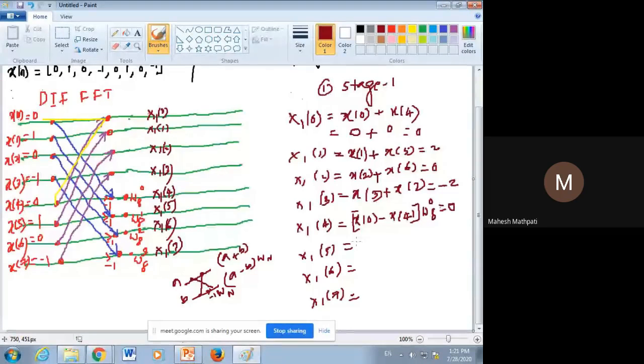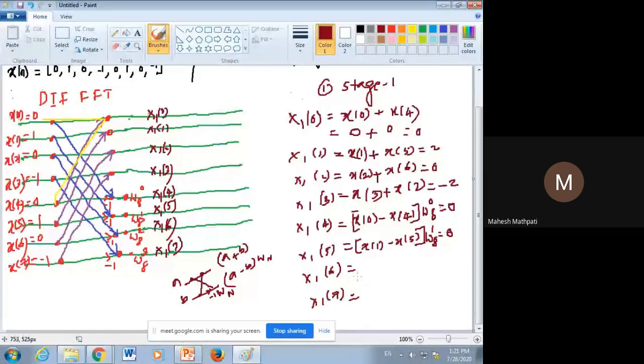x1 of 5, how are you writing it? x of 1 minus x of 5, whole bracket into omega 8 to the power 1. Okay? So calculate its value. It is definitely 0. x of 1 is 1 and x of 5 is 1, so 1 minus 1 is 0. Omega 8 to the power anything, the answer there is 0. Okay?